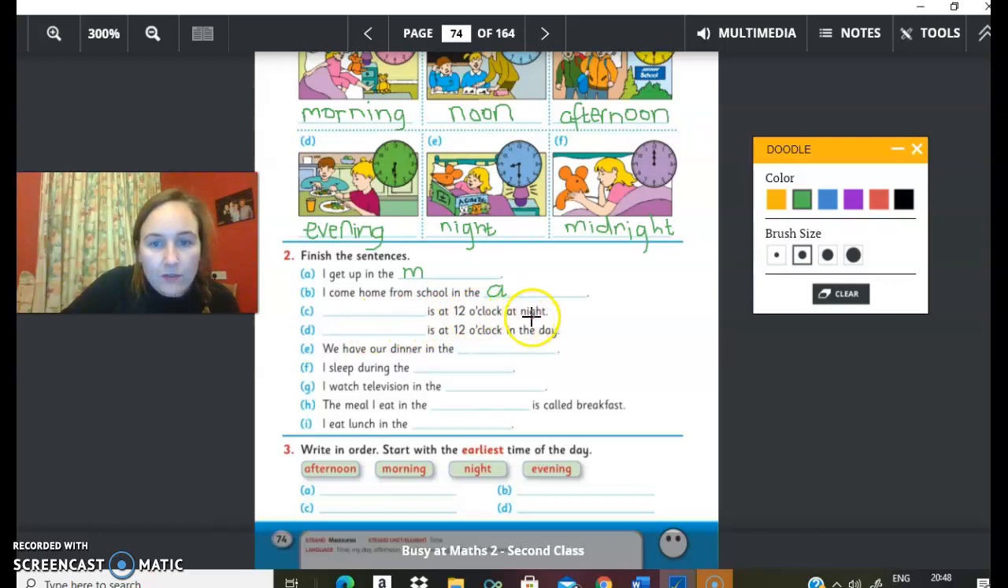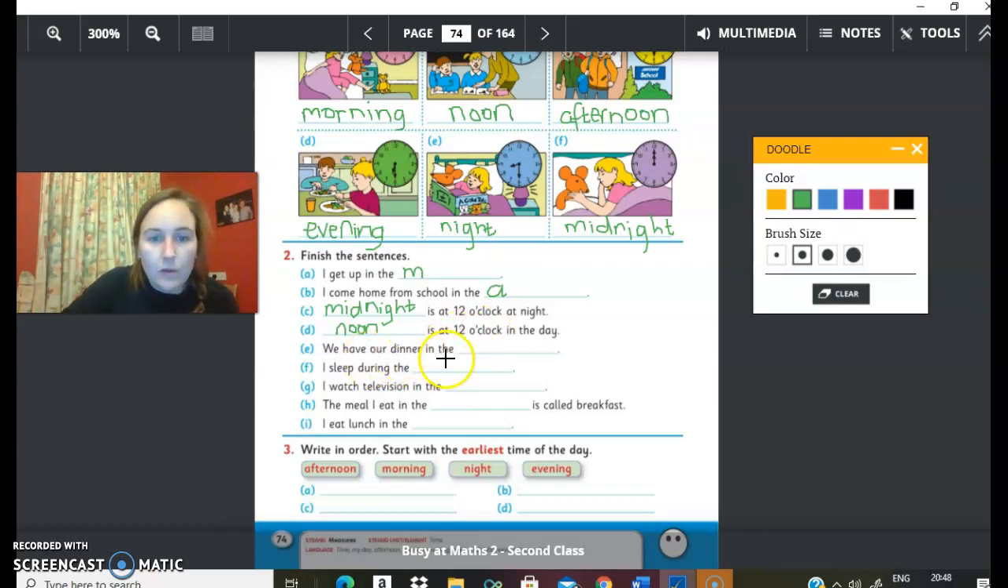Something is at 12 o'clock at night. So this one here where the girl is sound asleep in the middle of the night, midnight is 12 o'clock at night. Midnight. And then something is at 12 o'clock in the day. So that's the middle of the day. So it can be called midday or noon is the word here. Noon. And then after 12 it would be afternoon, like when we go home from school. Noon is around when we have our big lunch in school, middle of the day.